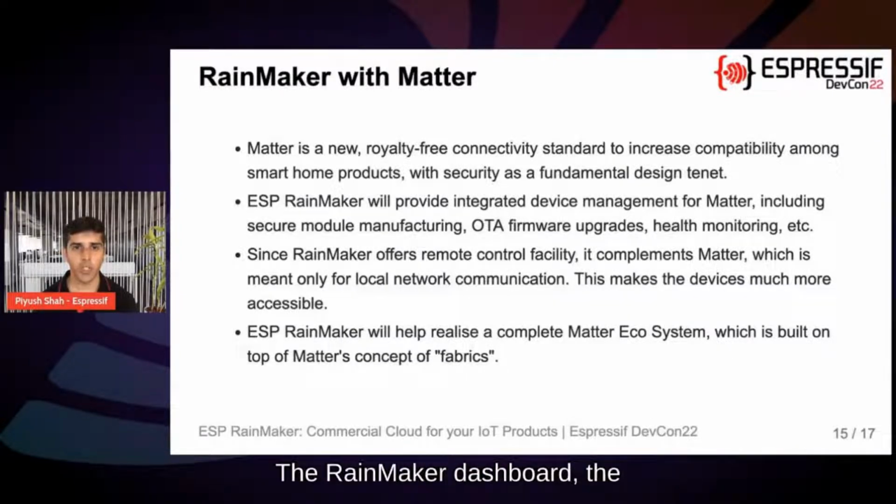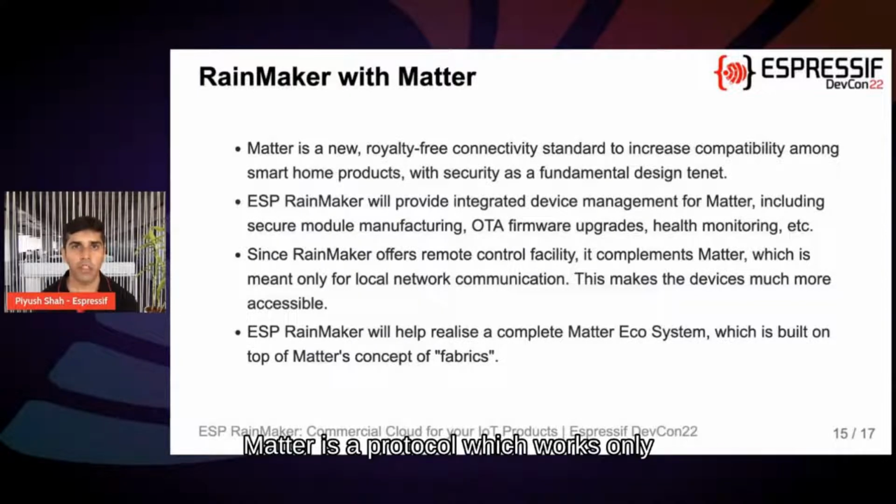The RainMaker dashboard, the administrative features I mentioned, can be used for managing your Matter fleet, which also includes OTA firmware upgrades. So you can create groups and push firmware upgrades only to those, as we had mentioned earlier. And you can also monitor the health of your Matter devices.